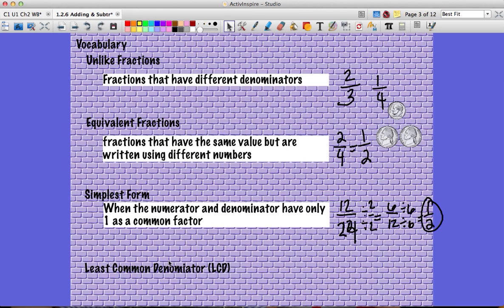Least common denominator. We talked before about least, common, and then the last word always tells us exactly what we're looking for. With the word least, we know we're looking for the smallest of something. Common, we're looking for something that is the same, and denominator. So in this case, we're looking for the smallest same denominator. So the least common denominator is the LCM, the least common multiple, of 2 or more denominators.